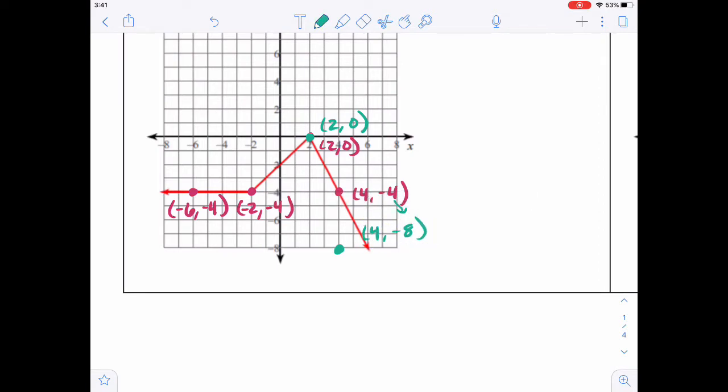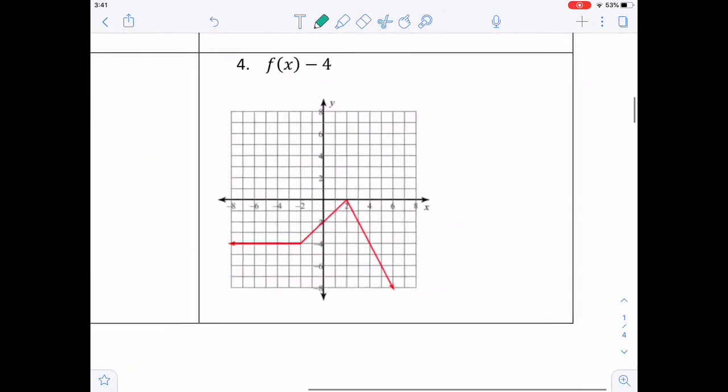We do the same thing over here. We get -2, -8, and -6, -8 when we multiply all of our y's by 2. Then we just connect, and we can see the slopes of these lines have gotten steeper.